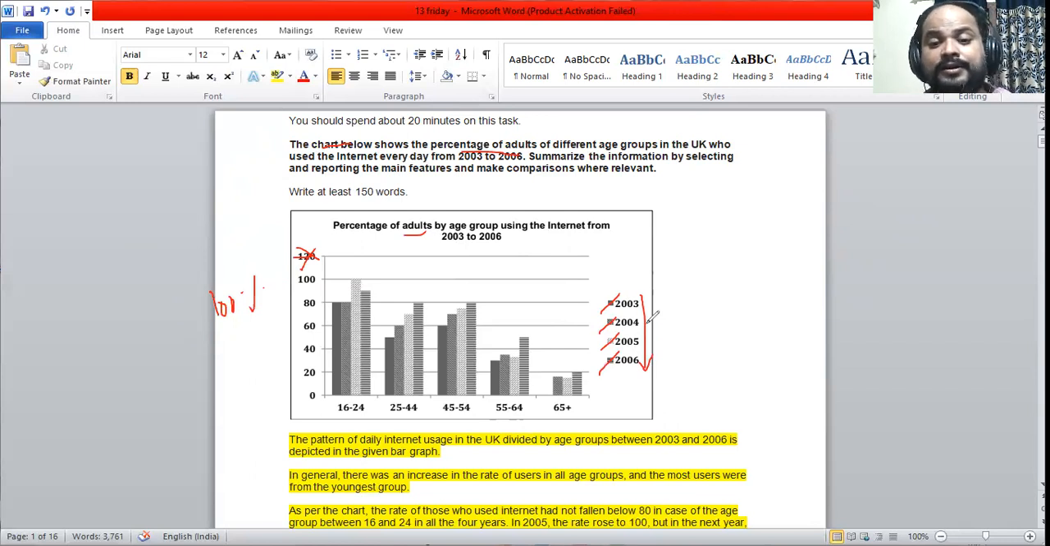In this year, 80% of the people from the 16 to 24 age group used the internet daily in the UK. But in this year, only under 20% of the 65 plus population used the internet on a daily basis. So this is the thing here.